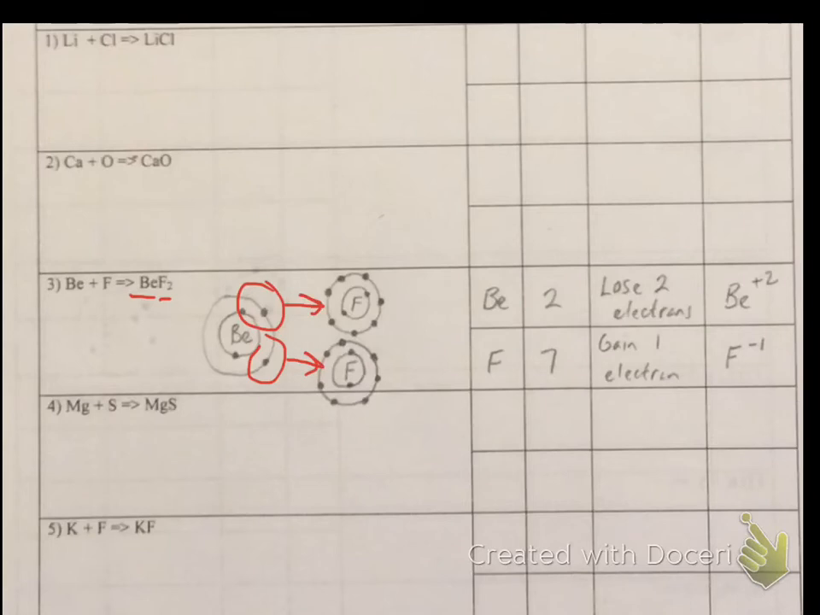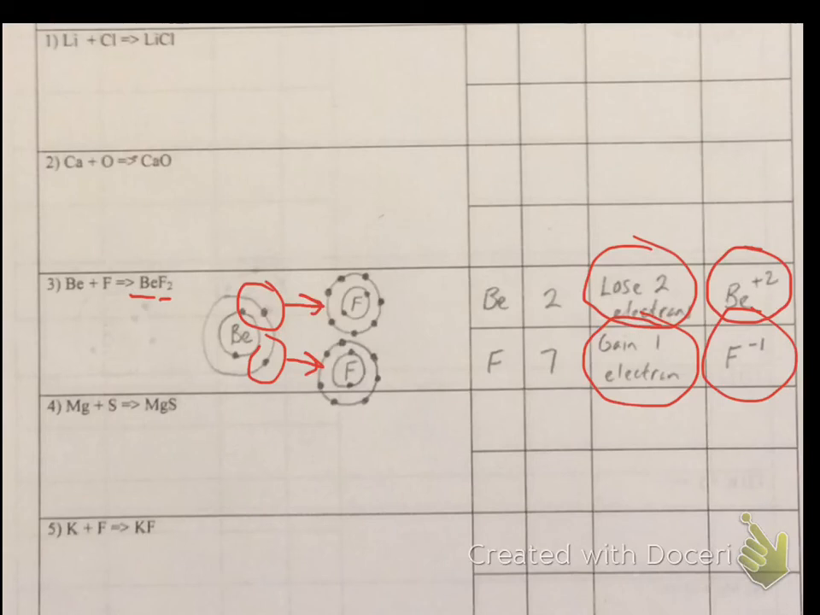And then in terms of filling out the rest of your worksheet, we would write beryllium loses 2 electrons. Each fluorine atom gains 1 electron. So each beryllium atom, in this case there's only 1, becomes a +2 charge. And so each one of our fluorine atoms becomes a -1 charge.